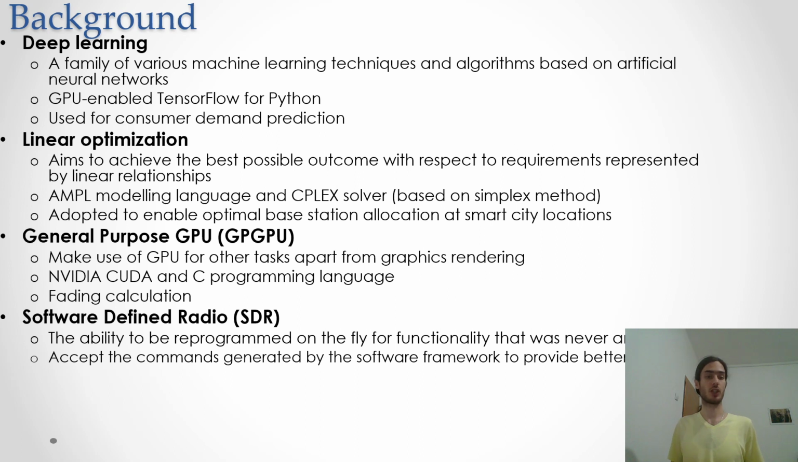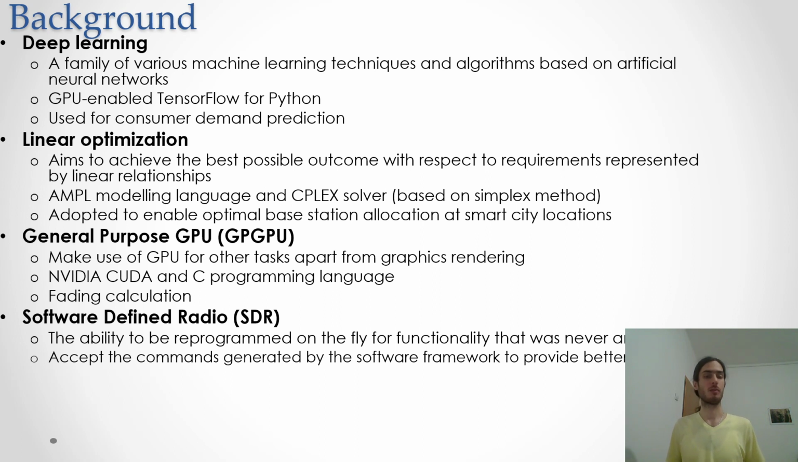We have linear optimization that aims to achieve the best possible outcome with respect to some requirements that are represented by linear relationships. AMPL modeling language is used to define optimization models and a solver based on simplex method to solve them. It's adopted to enable optimal base station allocation at smart city locations.